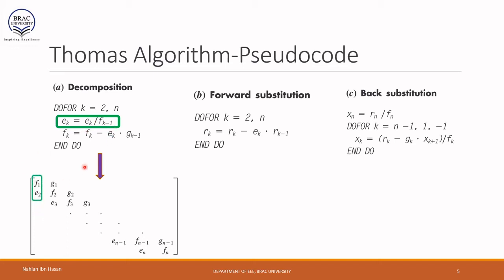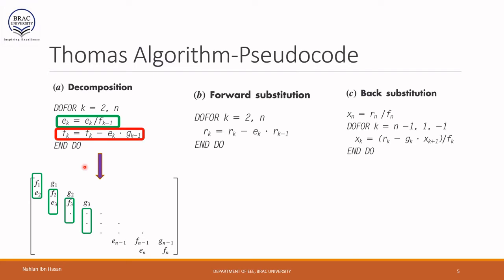So that means if you want to find out the value of E2, you need to use only these 2 values, E2 and F1. Similarly, if you want to find the value of E3, you need to use these 2 values, E3 and F2. In this way, the E terms and F terms are combinedly used to find out the values of E terms. Okay. So in this way we can go on.